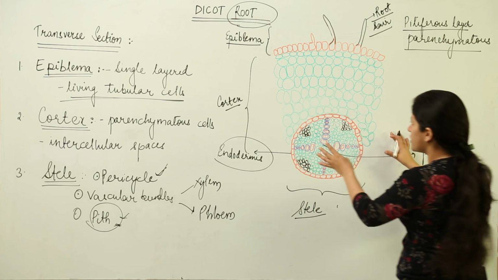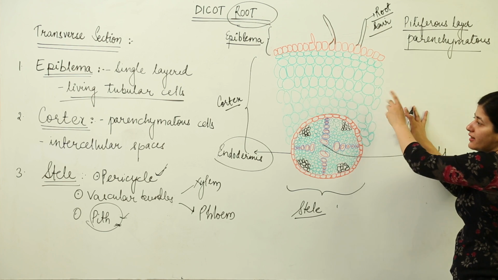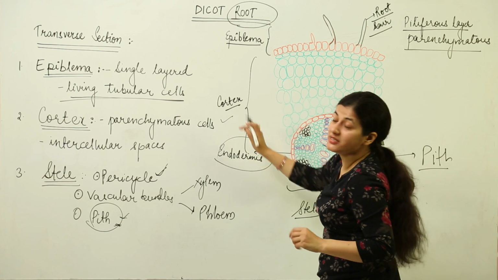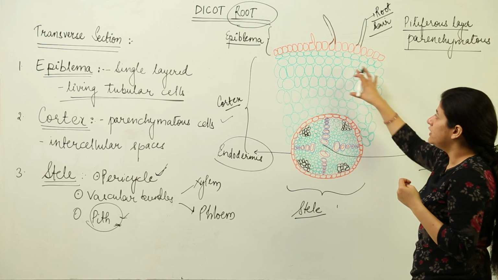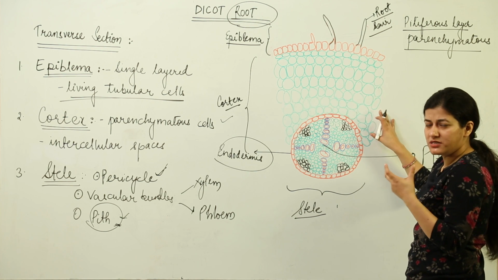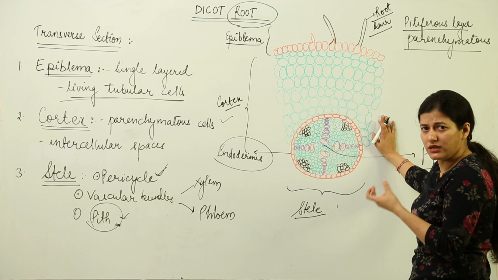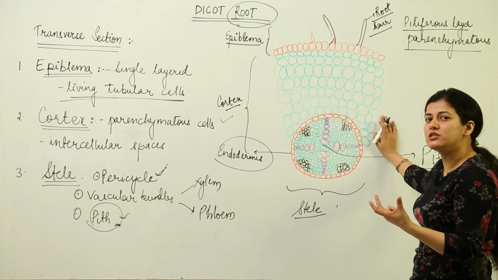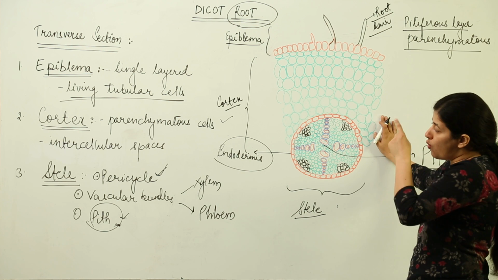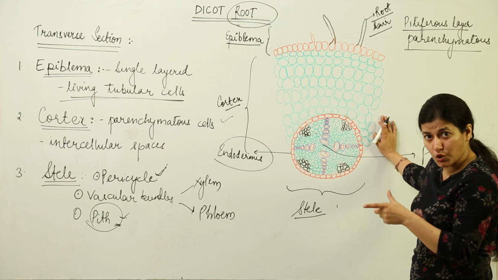Okay, now what do we say about this cortical layer? Again, they are parenchymatous cells, as I told you. That means this would be a living part of the root. They are green in color, as has been shown over here. That means they must be performing photosynthesis as well, a little bit of photosynthesis, whatever is required, or otherwise they would be responsible for storage.